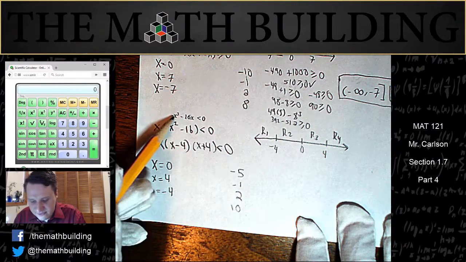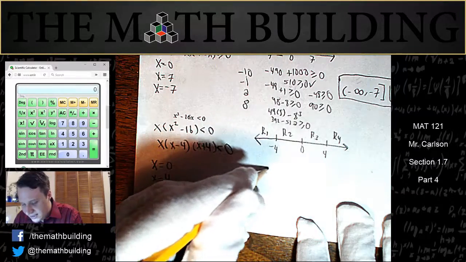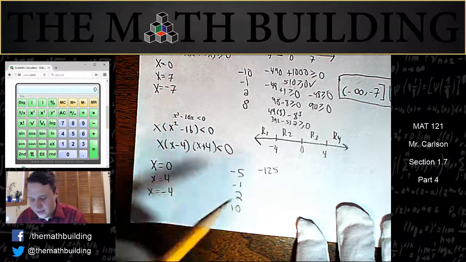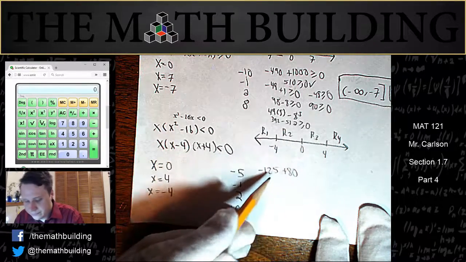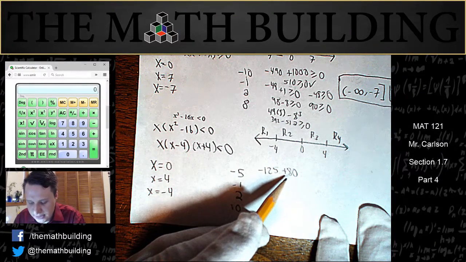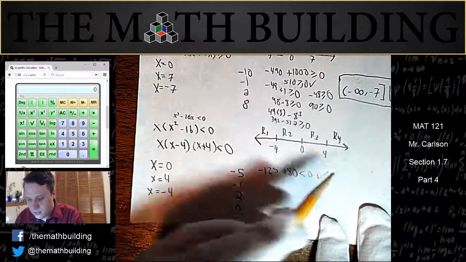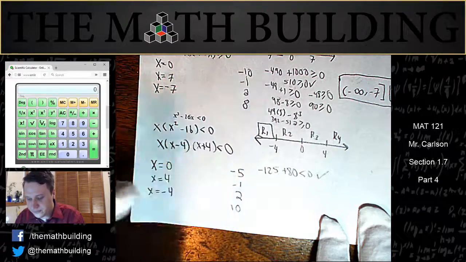Let's test -5. -5 times itself 3 times is -125. 5 times 16 is 80, so that'll be plus 80. -125 plus 80 is going to be a negative number, so certainly that is less than 0. So region 1 is part of our answer.